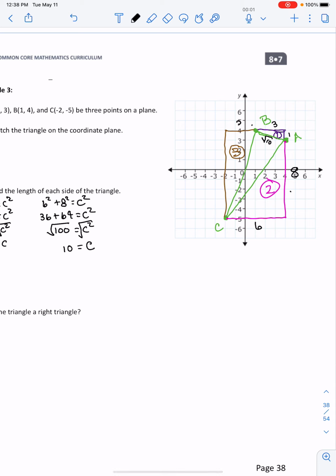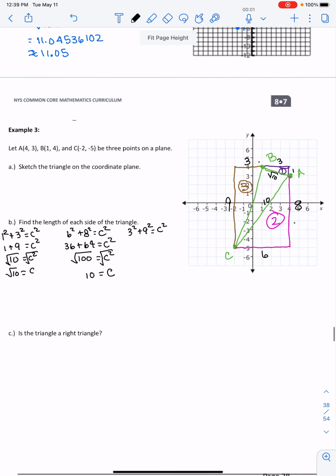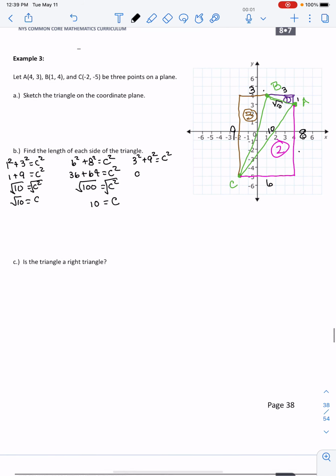And our last one, we have 1, 2, 3. So we have 3. So this right here is 10. And then we have by 1, 2, 3, 4, 5, 6, 7, 8, 9. By 9. So we have 3 squared plus 9 squared equals c squared. So we have 9 plus 81 equals c squared. So here we have 90 equals c squared. Take the square root of both sides. So we have c equals the square root of 90. So this is the square root of 90.